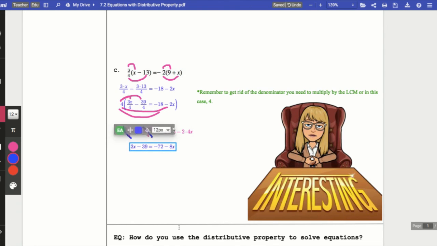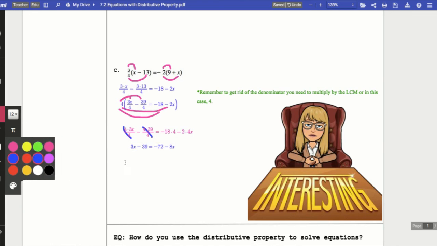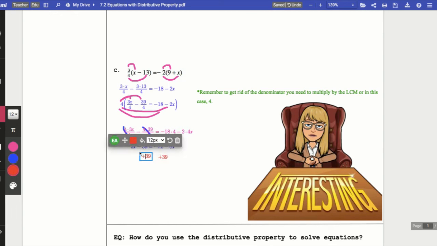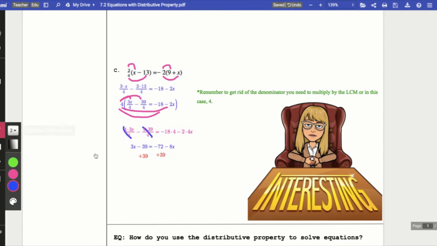So now I have an equation that I can work with. It's a little bit easier. Just like last time, I've got to combine like terms. I'm going to start by getting rid of this 39, because I only want variables on the left. So let's add 39 to both sides. When I add 39, it cancels over here, and I'm left with 3x equals negative 72 plus 39.